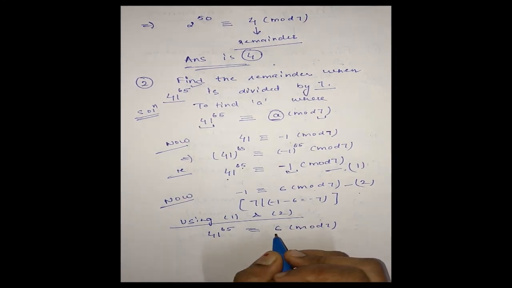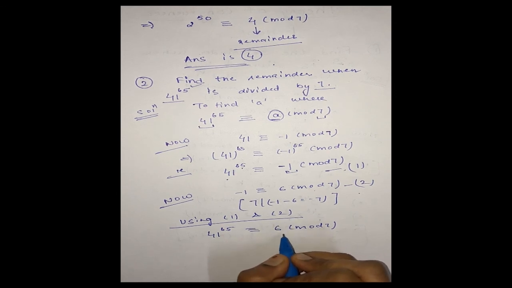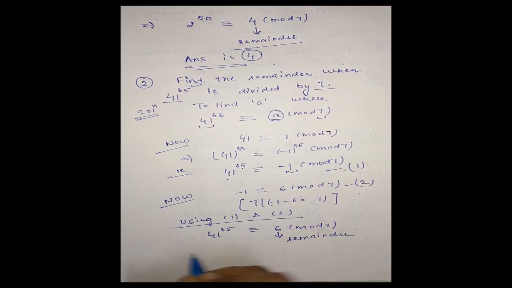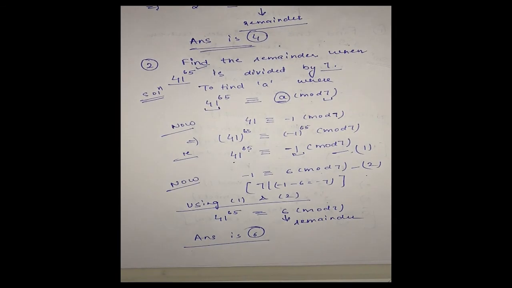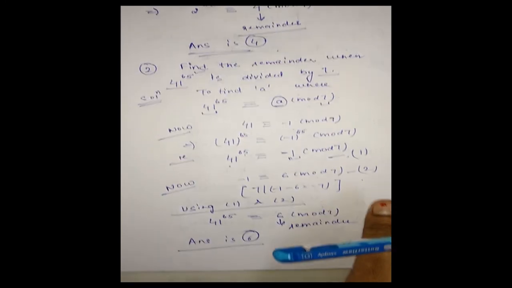Using the transitive property of congruence relation, now this 6 is the remainder. Clear? Therefore, the answer is 6. Answer is 6. Clear? Now we come to the next problem.